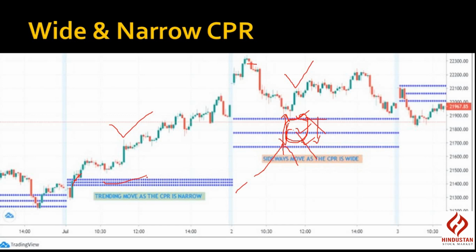And when you see a narrow CPR on your chart, it represents a weak support and resistance. It can easily break and go like this or come like this, right? So this is all about CPR.